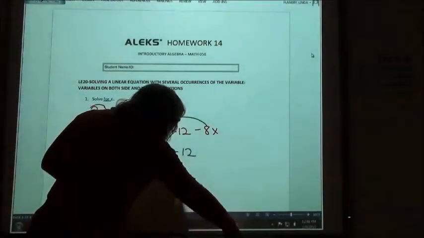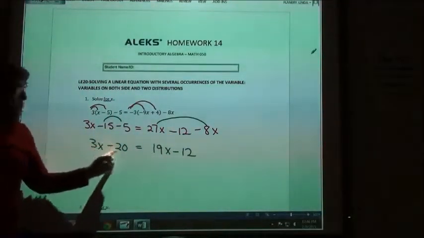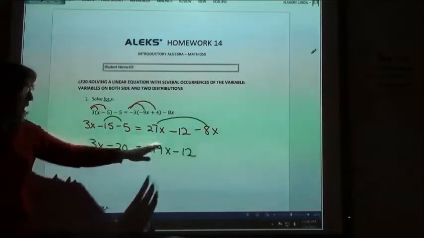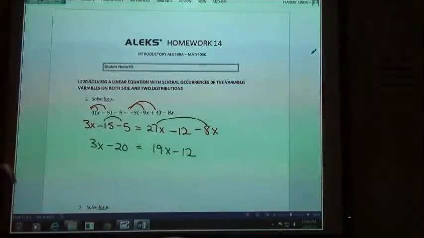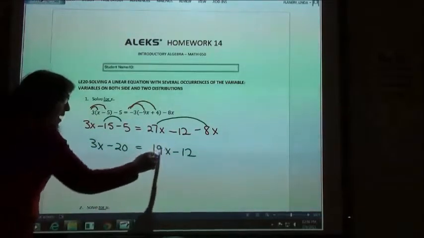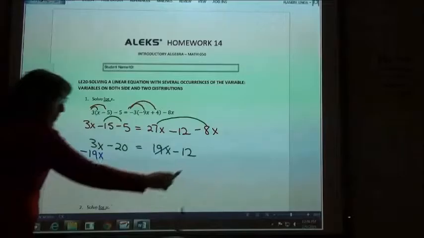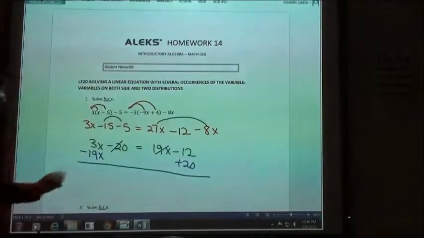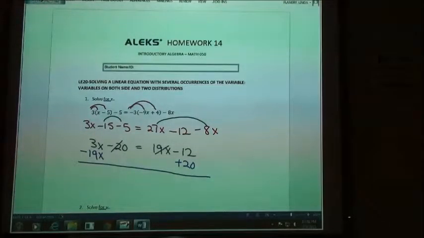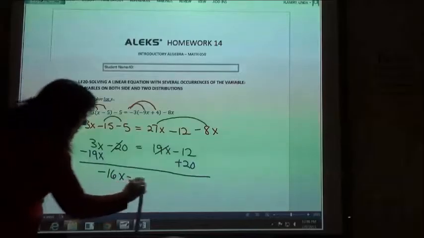So now it's to the point where we have to start moving things so that we can get the like things together, right? So now this is where the sign is going to change. I want my x's together, usually on the left side, my numbers together, usually to the right side. So I'm going to move this over here. Since it's a positive 19, we got to subtract the 19x. And then we have to move the number to the other side. Since it's a minus 20, we make it a plus 20. And then we do our work. 3 minus 19 would give me negative 16x. Negative 12 plus 20 would be positive 8.